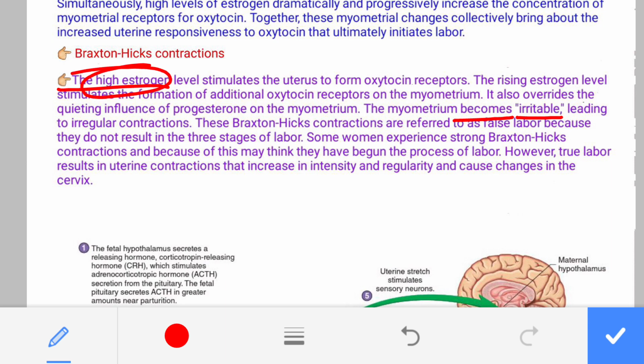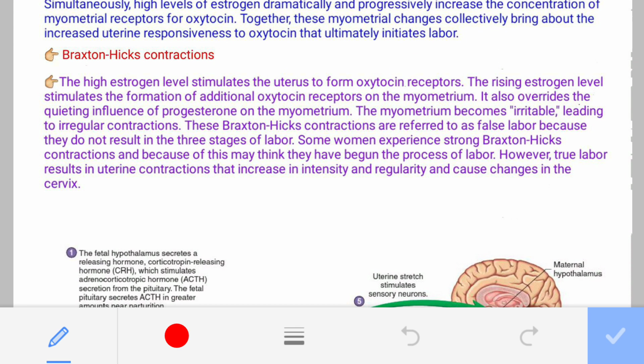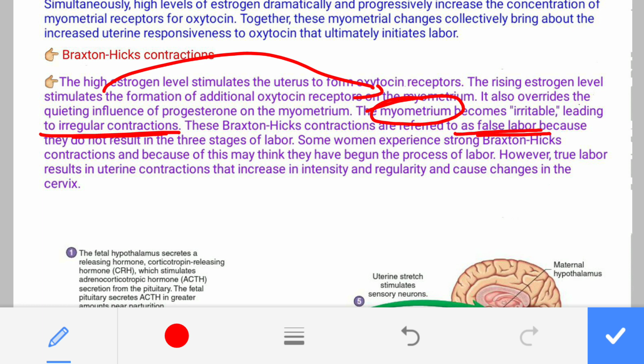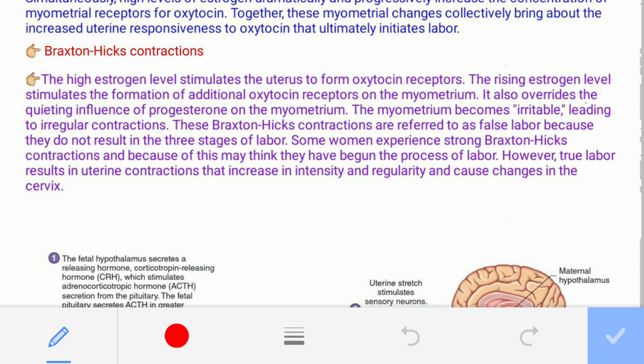Once again, what is this estrogen doing? So estrogen is basically removing the quieting influence of progesterone, and second, it is irritating the myometrium. That means it is contracting the myometrium, and this contraction of the myometrium due to the effect of estrogen is irregular contraction, and these contractions are known as false labor, okay? And these contractions are known as the Braxton-Hicks contractions. Now, due to this contraction, the baby is not going to be born, okay?